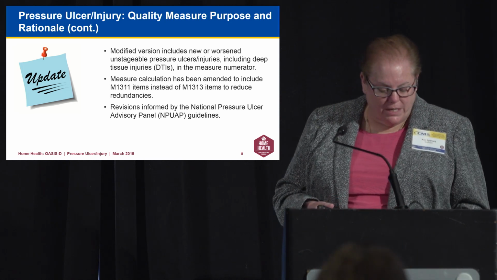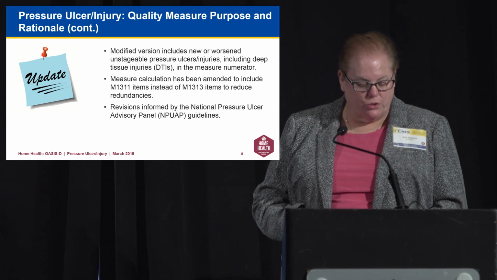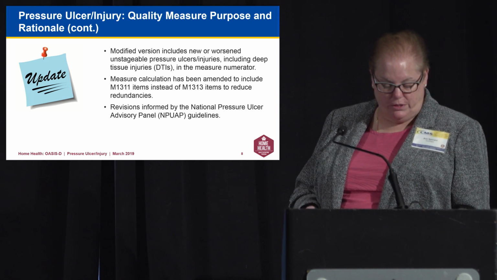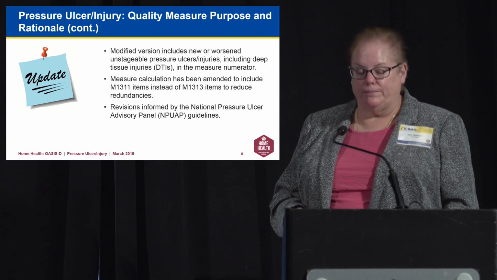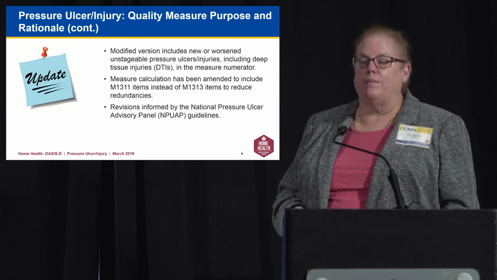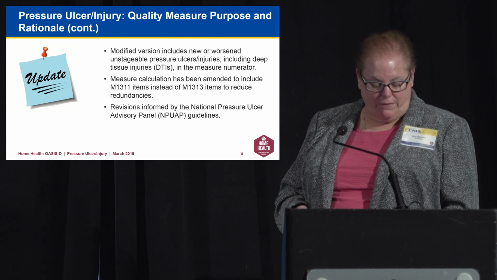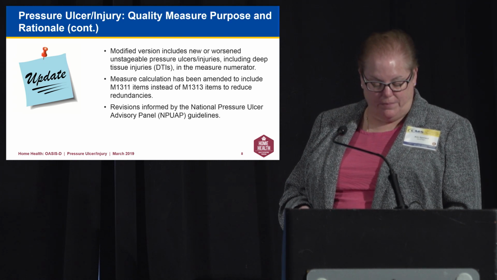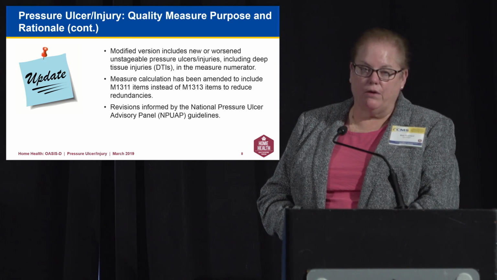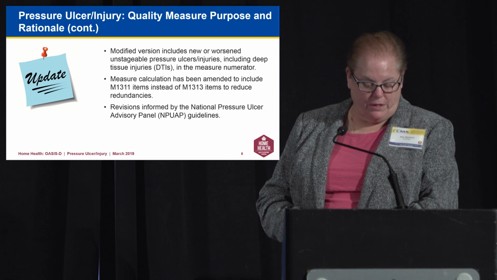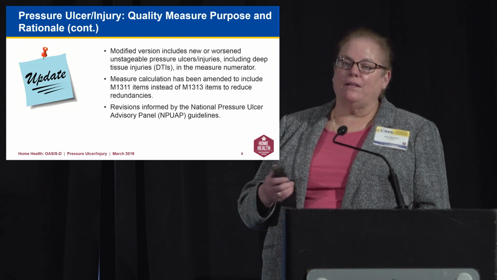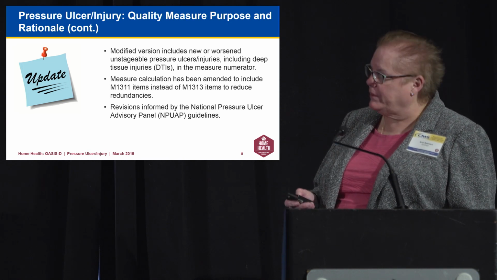So updates: the modified version includes newer, worsened unstageable pressure ulcers or injuries, including deep tissue injuries, in the measure numerator. So that's new. The measure calculation has been amended to include M1311 instead of M1313, and these were to reduce redundancies. And these revisions are informed by the National Pressure Ulcer Advisory Panel guidelines. So they're not exactly from them, but they are informed by them.